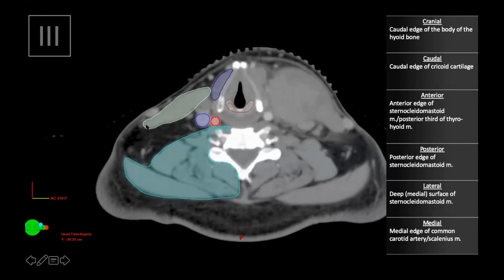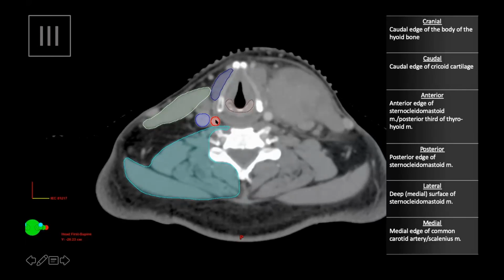So again, at this level, restricted by the sternocleidomastoid laterally. Anteriorly, it will go into the space between the sternocleidomastoid and the strap muscle. Obviously, do not include any of these structures. Come back posteriorly, include the common carotid artery, exclude the paravertebral muscle, and posteriorly take it to the posterior border of the sternocleidomastoid. This here, as you can see, is a node.